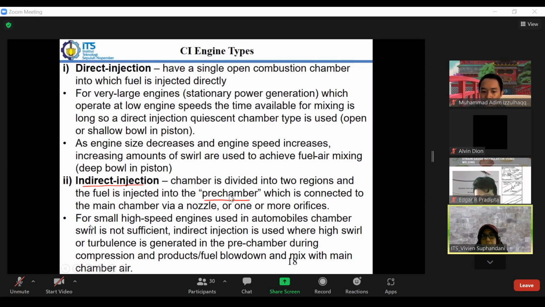So if we have a small high-speed engine, like in the car, in which the chamber wall is not sufficient, we can use indirect injection, where high swirl or turbulence is generated in the pre-chamber during compression, and products or fuel blow down and mix with the main air chamber.